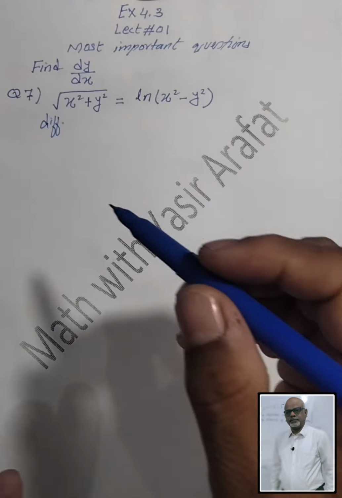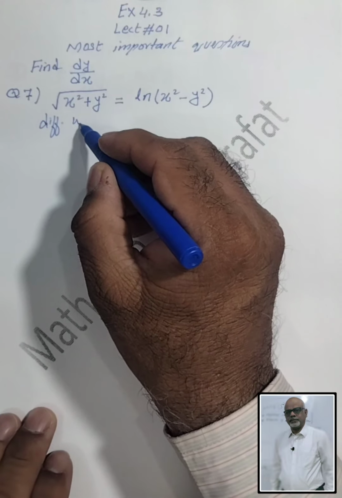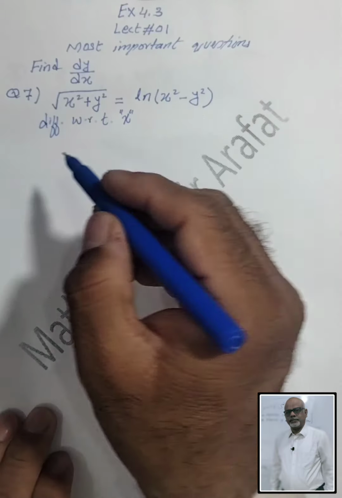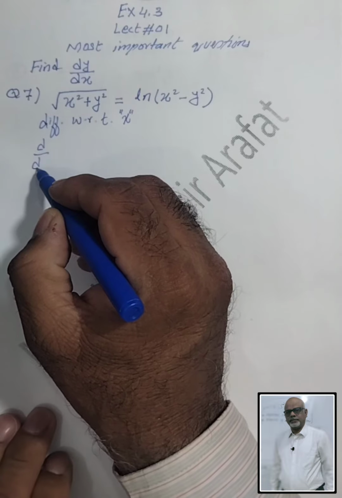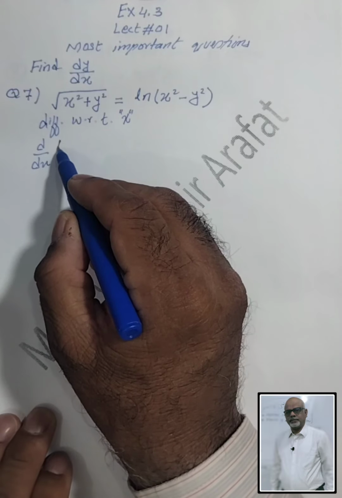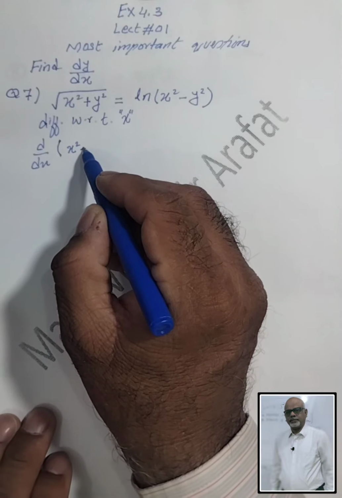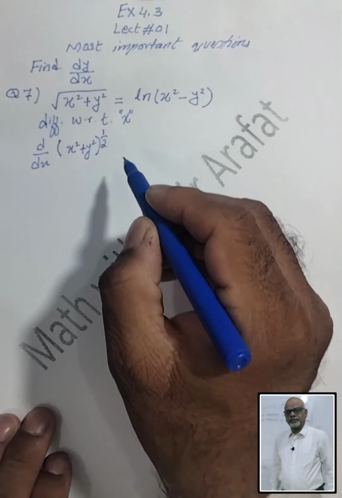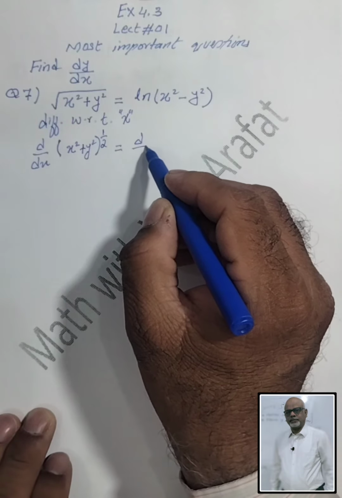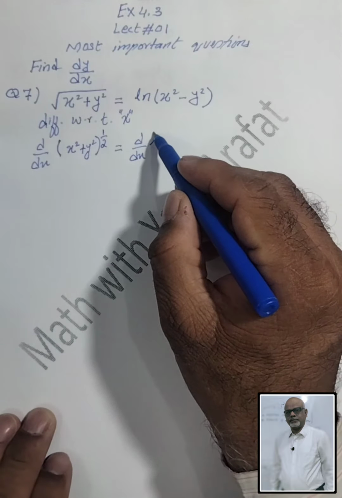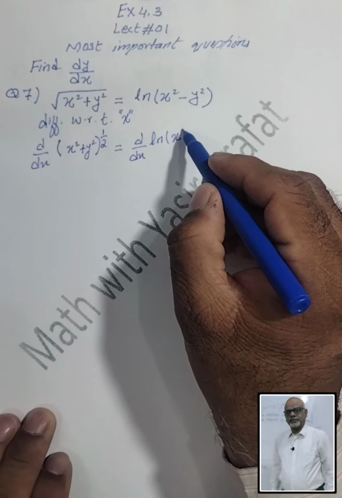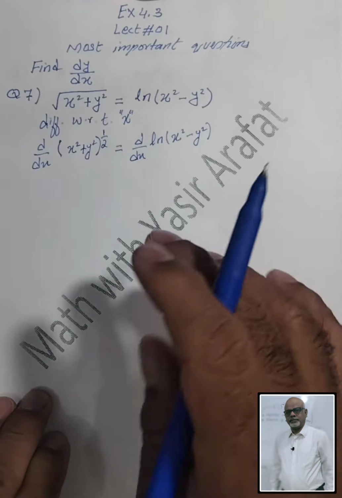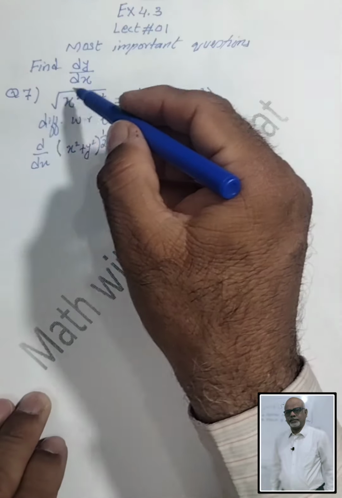So here, differentiate with respect to x. This is d over dx of the square root of x square plus y square, and the radical means 1 upon 2. We have to apply the operator here, dy upon dx, of ln of x square minus y square. So this is 1 upon 2, this is the value of the radical.